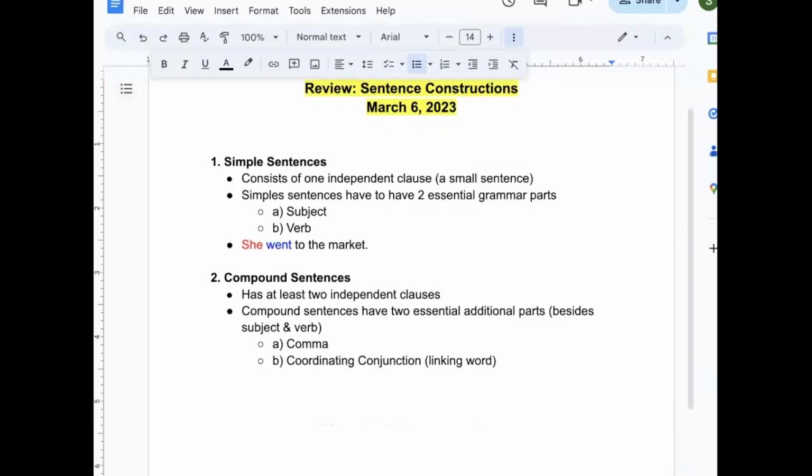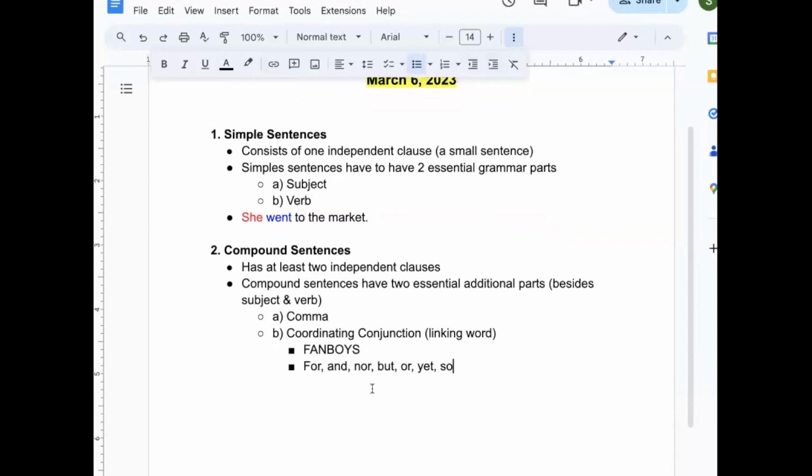Okay. Then we have FANBOYS, and that represents all the linking words that we can use, and those include words that are associated with each letter. For, and, nor, but, or, yet, so. Okay. Any questions about those?